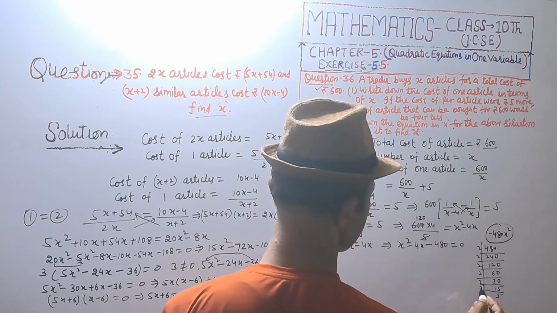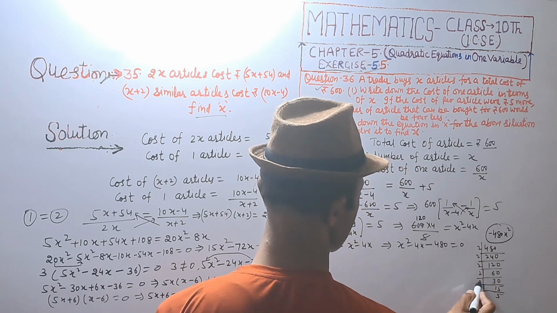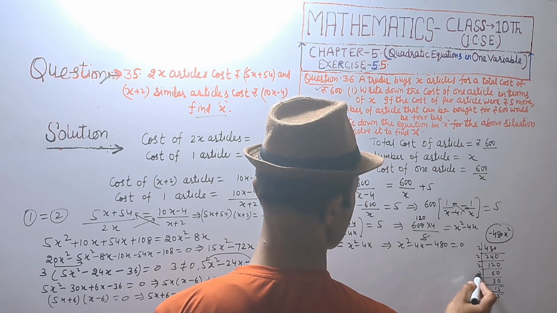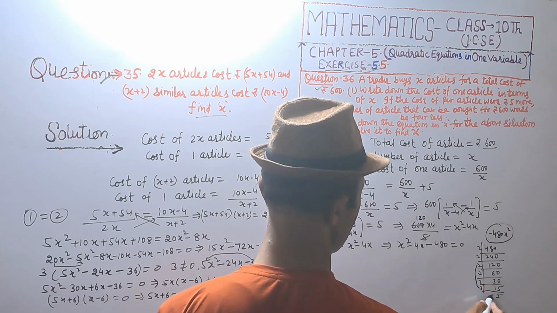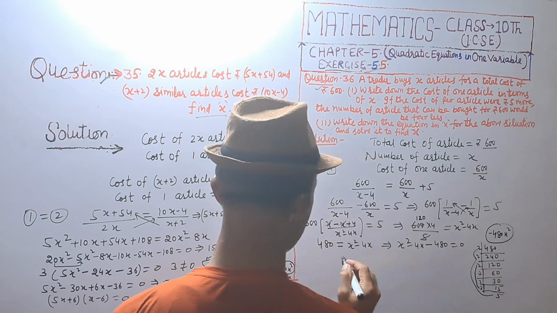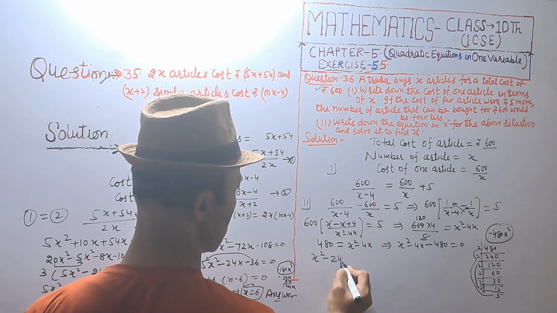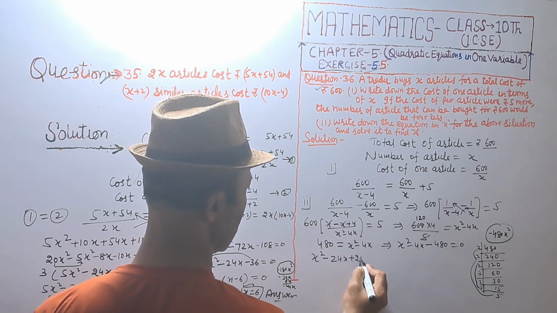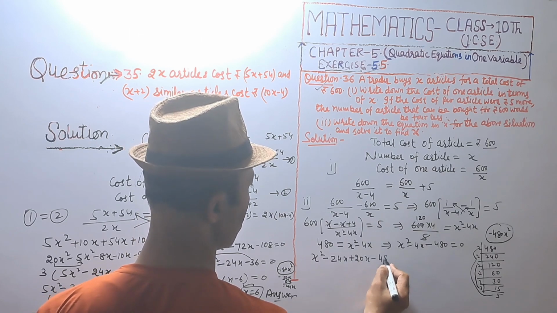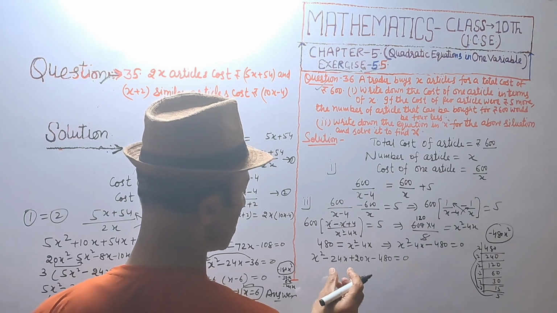3 times 2 is 6, 6 times 2 is 12, 12 times 2 is 24, and 5 times 2 is 10, 10 times 2 is 20. Factor: x squared minus 24x plus 20x minus 480 is equal to 0.